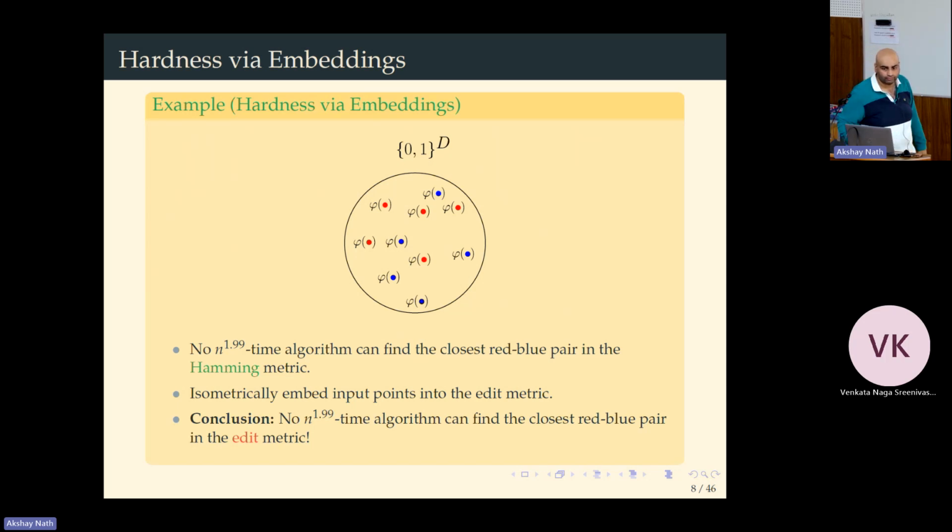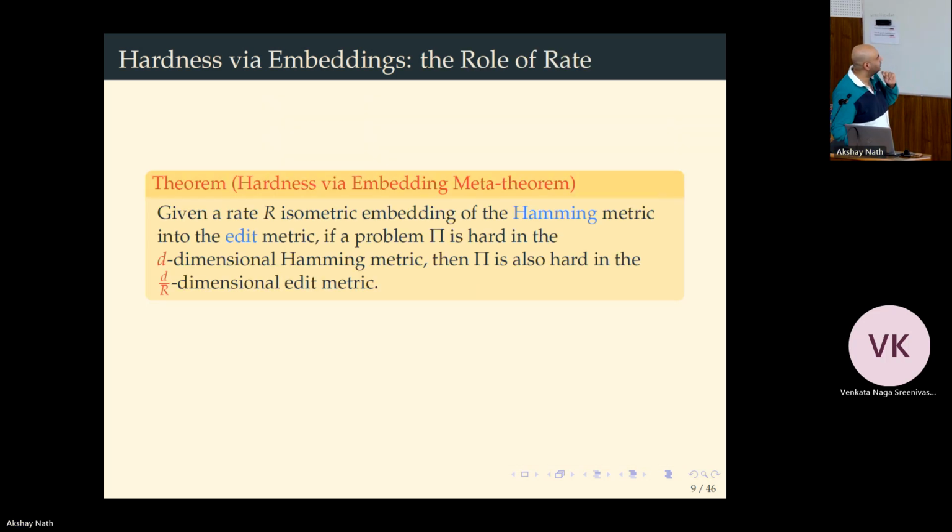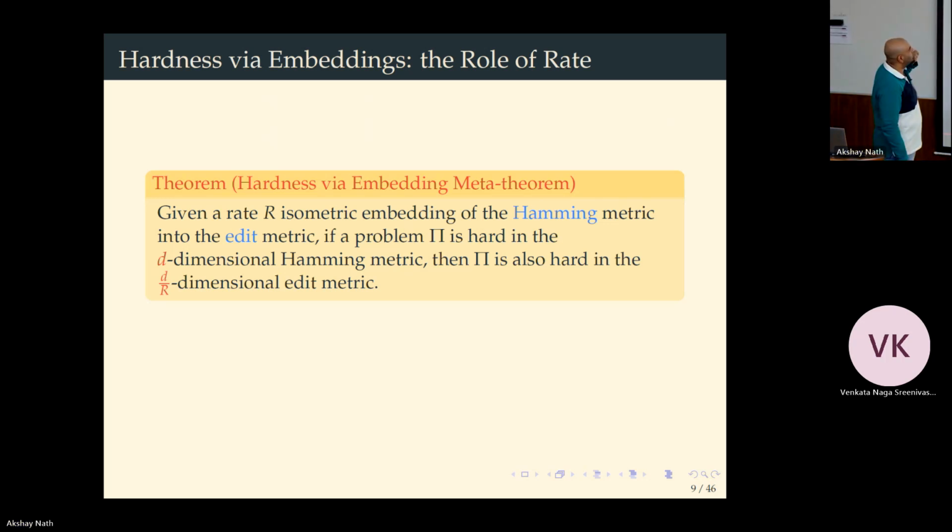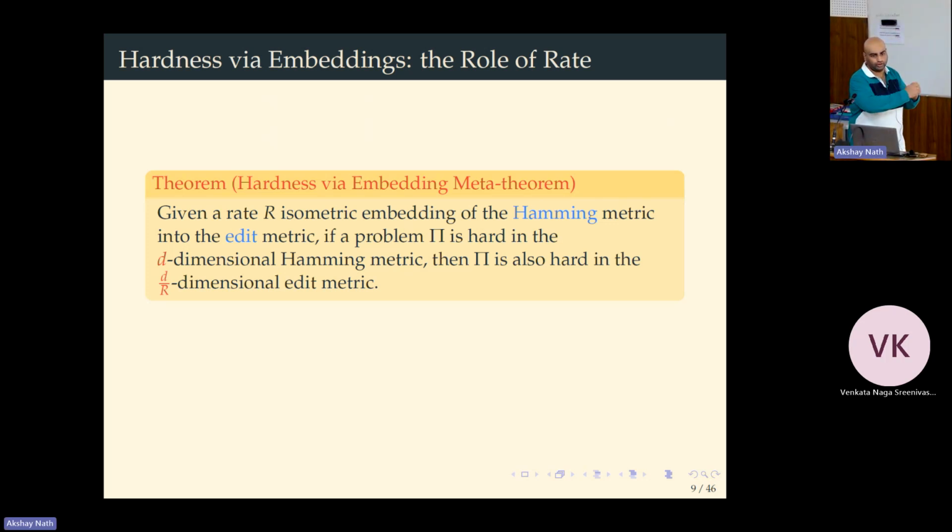Does that depend on capital N or small n? I haven't talked of the rate yet. So the rate will come in. So where is the role of rate? It's captured here. If you had a rate R embedding from Hamming to edit metric, so this is like a meta theorem: if you know a problem is hard in d-dimensional Hamming, then it's hard in d over r dimensional edit. Rate is a number between 0 and 1, so you get a blow up.